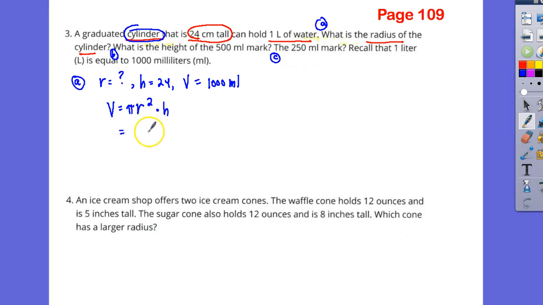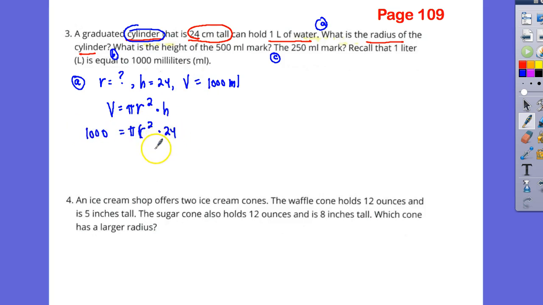Again, I cannot stress this enough, but get started by writing down the formula. I know you can do it in your head, but sometimes that can be confusing. So write down the formula first. So bring down pi. The radius is, I don't know, that's what we're trying to find. So I'm just going to leave it as r squared. The height is 24. The volume is 1,000.